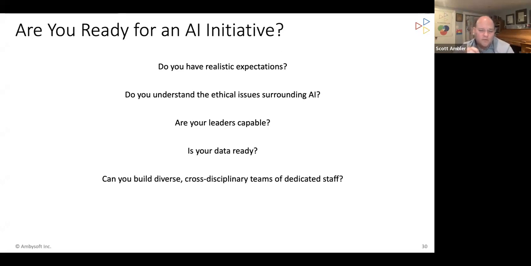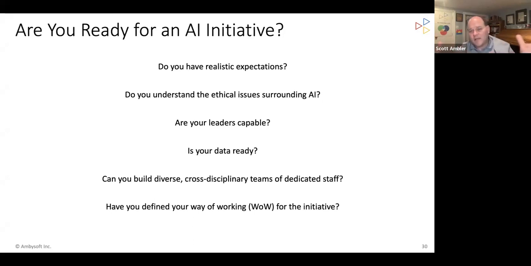And can you build a diverse cross-disciplinary team of dedicated staff? I would say this of most initiatives, but this is certainly absolutely critical in the AI space. And finally, have you defined your way of working for the initiative? Do you understand that life cycle?